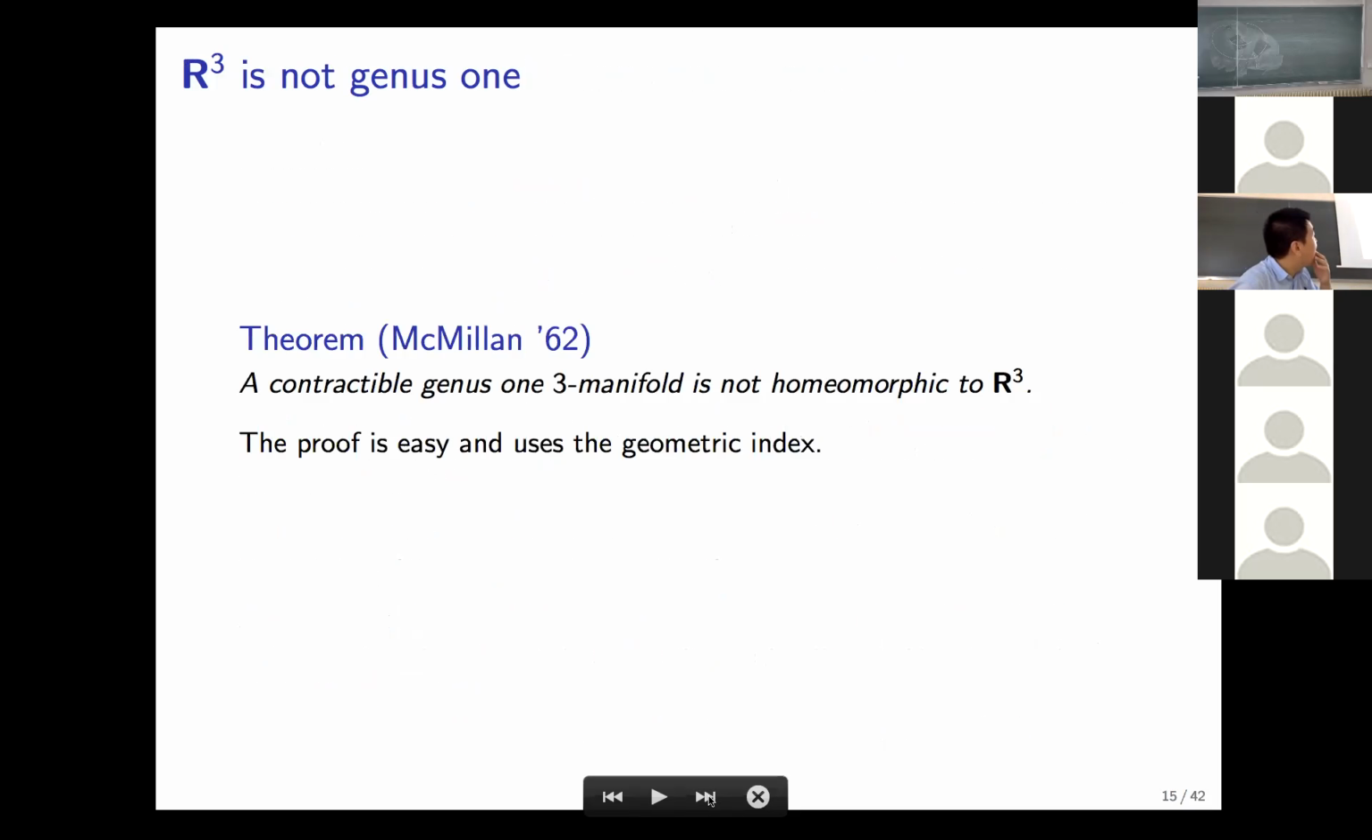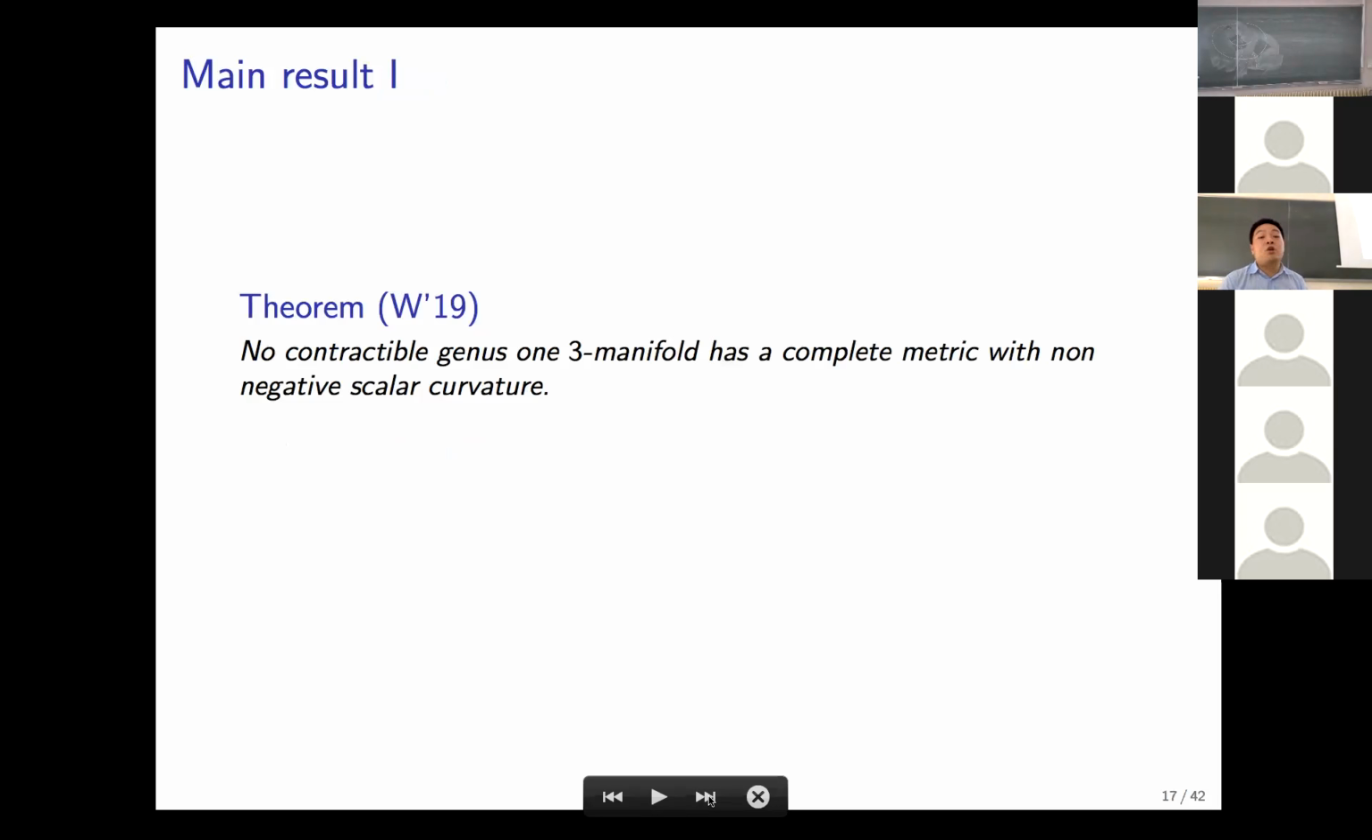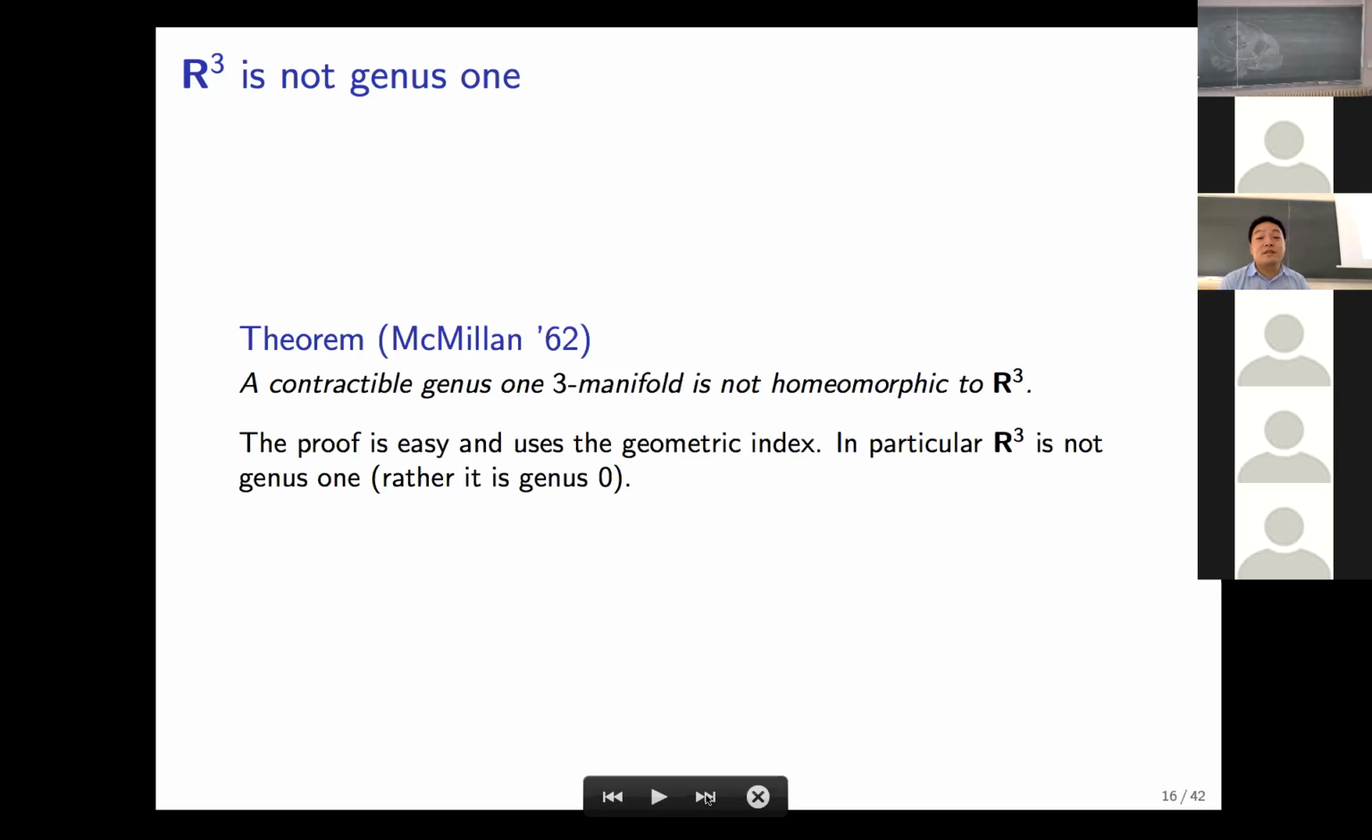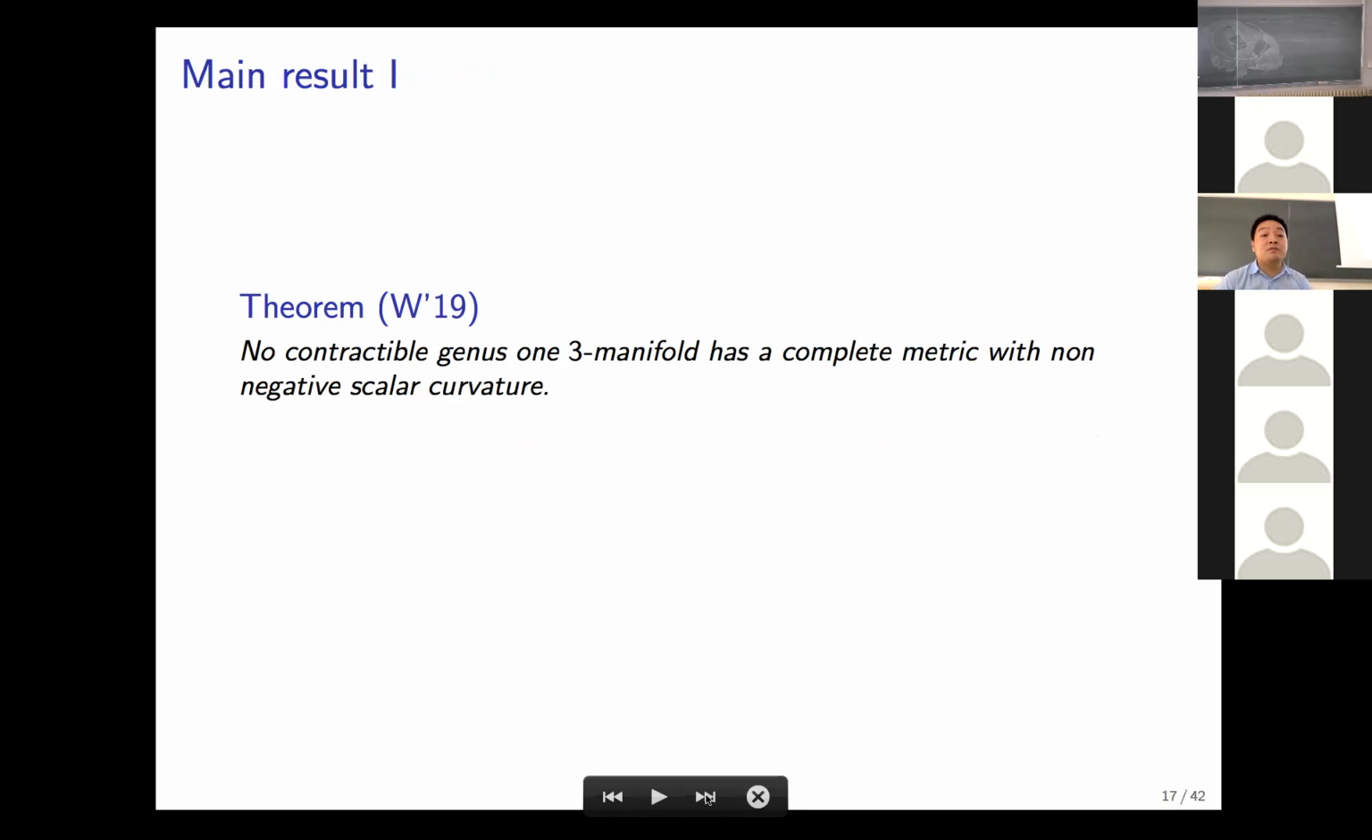Actually, McMillan showed that a contractible genus 1 3-manifold is not homeomorphic to R^3. The proof is easy and uses the geometric index. In particular, R^3 is not genus 1, genus 2. Okay, because R^3 is an increasing union of 3-balls, and a 3-ball is a genus 0 handlebody.